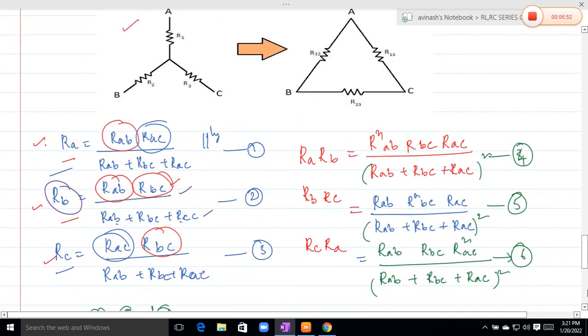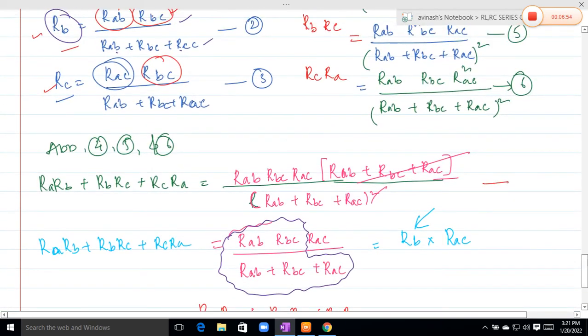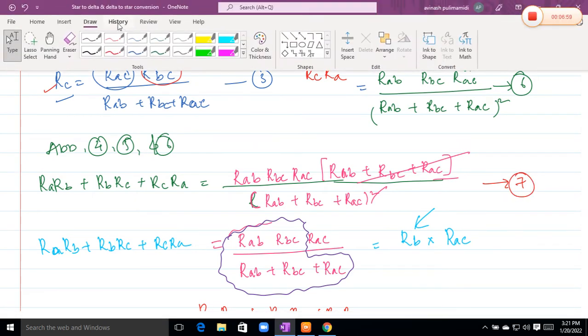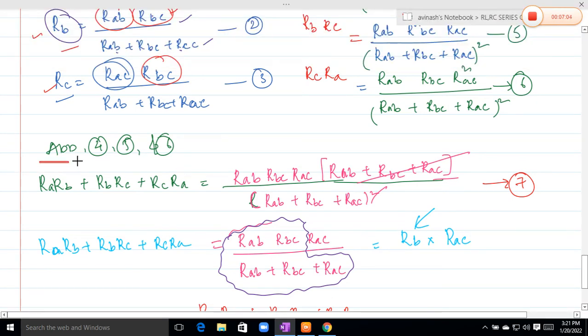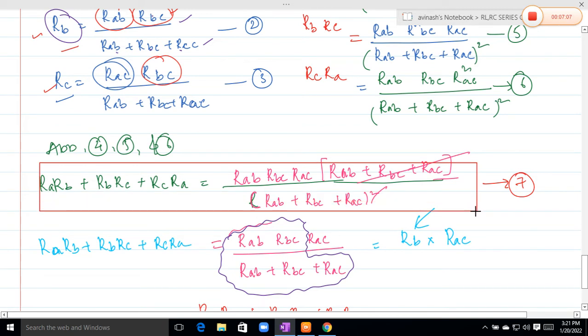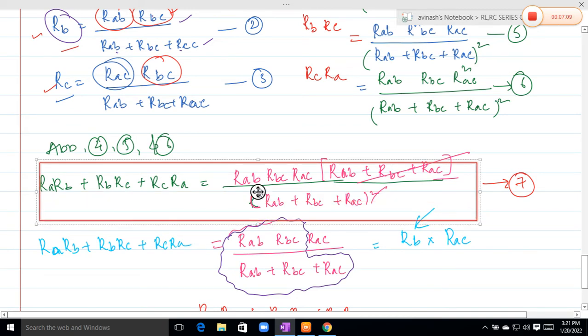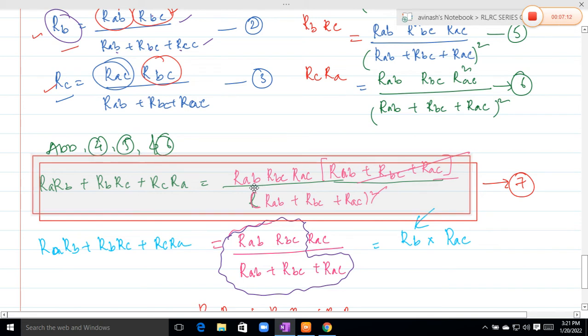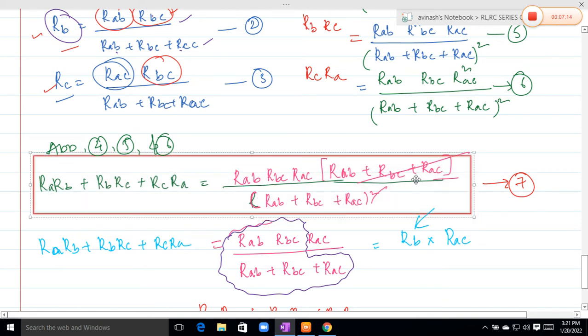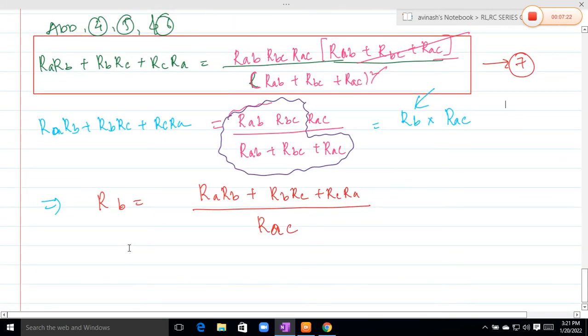You carefully observe this equation number 7. This is very, very important for us. Similarly, can you find the value of the others? This is also very important.